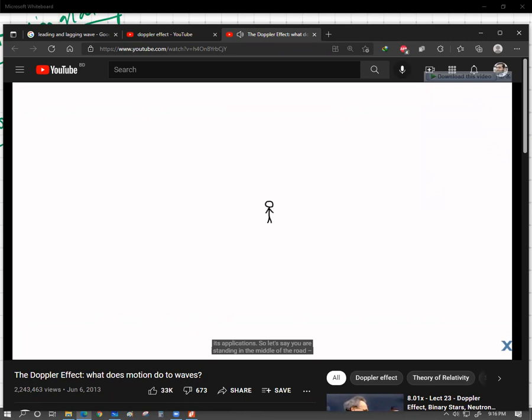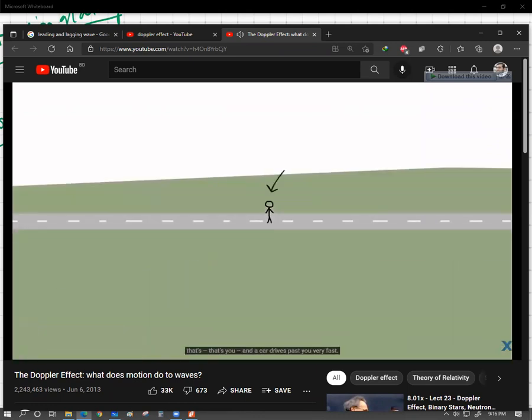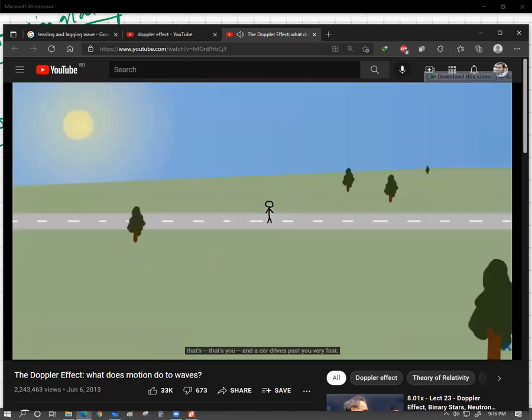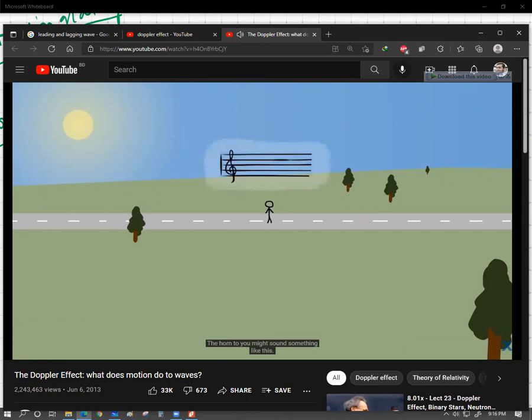So let's say you are standing in the middle of a road. That's you, and a car drives past you very fast. As it does so, it honks its horn. The horn to you might sound something like this. So it starts at a high pitch and moves to a lower pitch, even though from the driver's perspective, the horn is playing the same pitch the entire time.